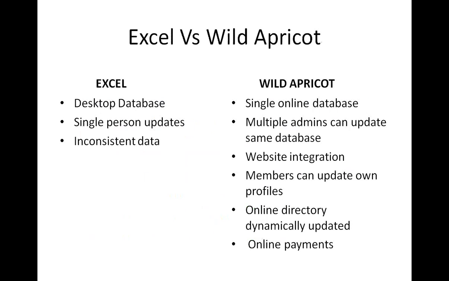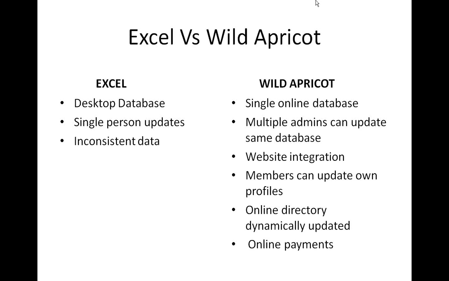Now for the differences. Excel is a desktop database, which means it literally lives on your own computer. So if you wanted to share that database with other people, you would have to make copies and send it to them. Once you have all these different copies, if someone makes an update to one of them, they are not synced in any way, so you could end up with a lot of inconsistent data.